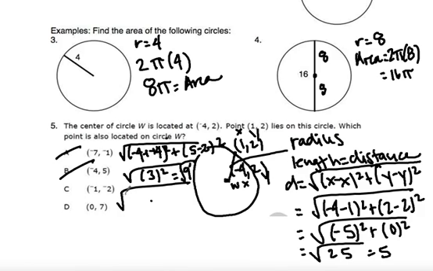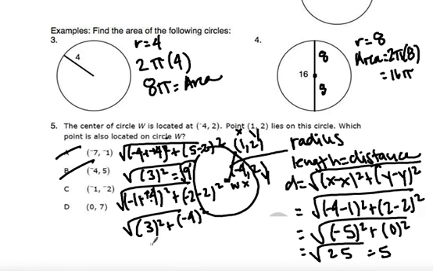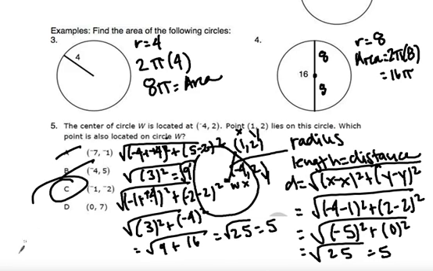On C, you can do -1 minus -4 squared plus -2 minus 2 squared. -1 minus -4 would turn into -1 plus 4, which would give you 3 squared. And -2 minus 2 would give you -4 squared. So you'd have the square root of 3 squared, which would give you 9, plus -4 squared would give you 16. That would be the square root of 25, which indeed would be 5. So C would be our answer.